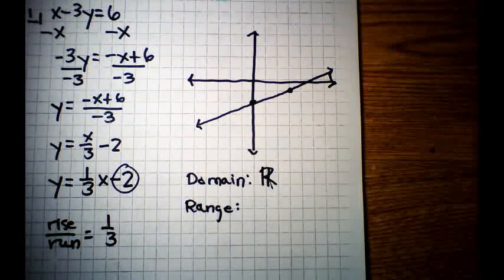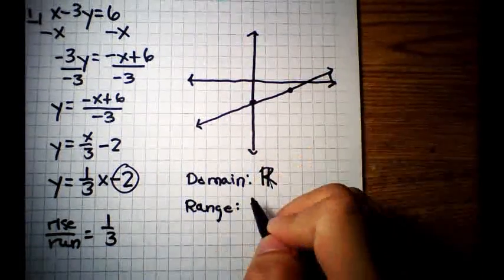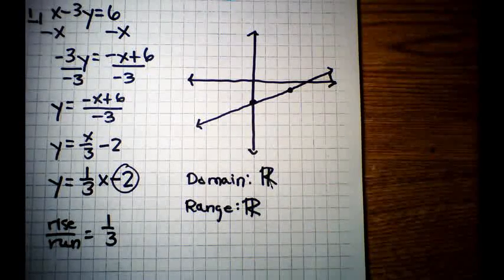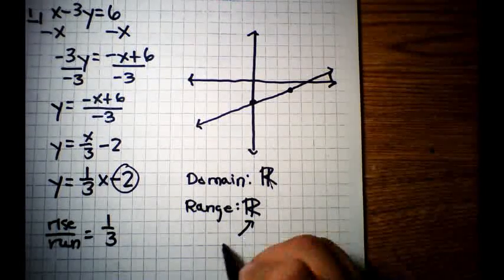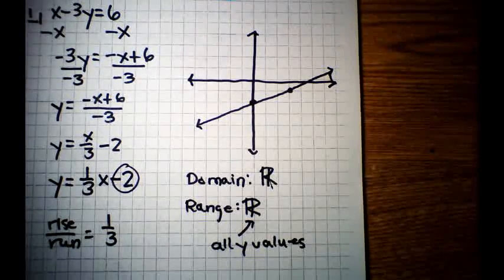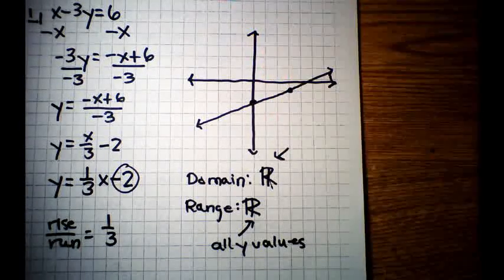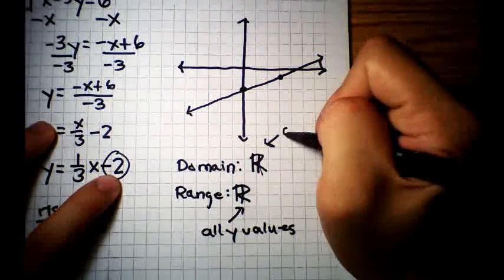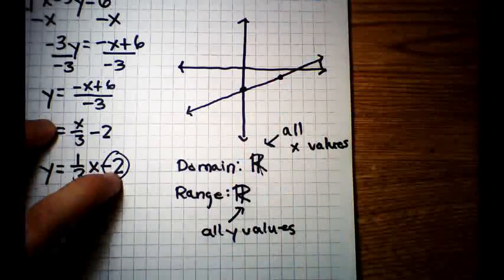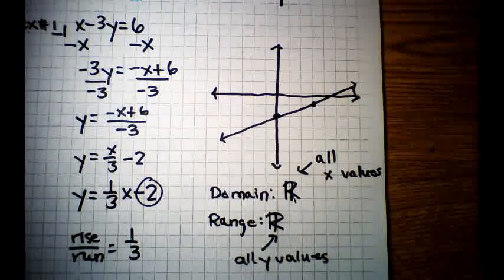So all your acceptable y values, it's going to hit all your y values anyway. So this is also all real numbers as well. Okay, all acceptable y values, all acceptable x values. So all y values, and then we can even put in over here as a side note, all x values as well. So that is the domain, and this is the range of this function.